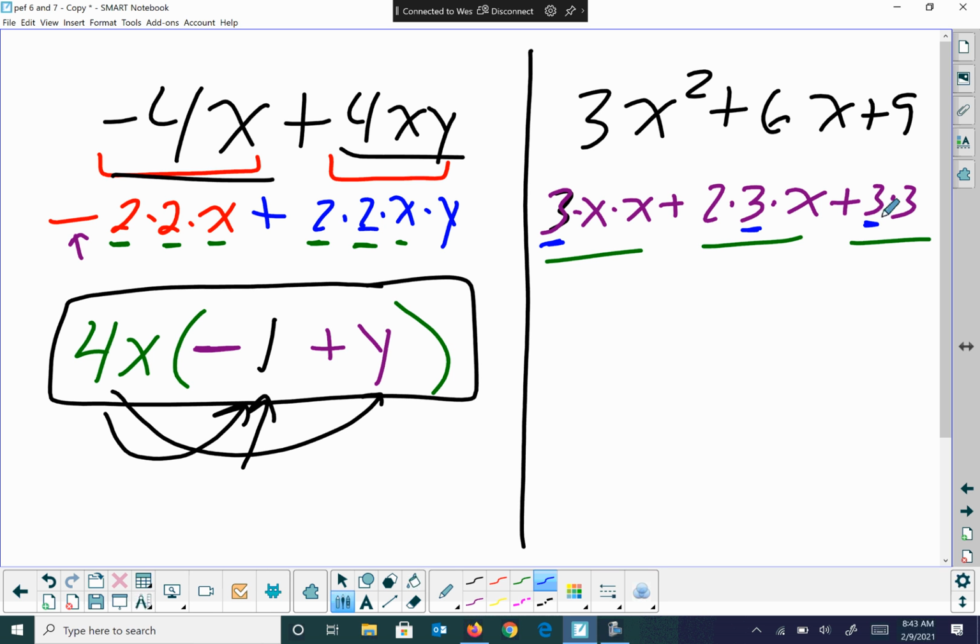Look at the very last one. Is there an x at the very last? No. So a 3 is the only thing I can take out of there. And so I'm left with x times x, which is x squared. Bring that plus sign down. I have a 2x here.